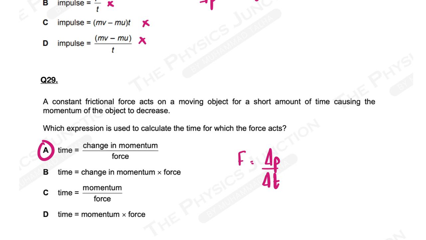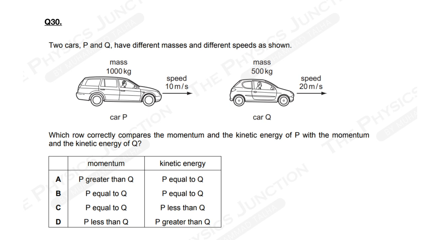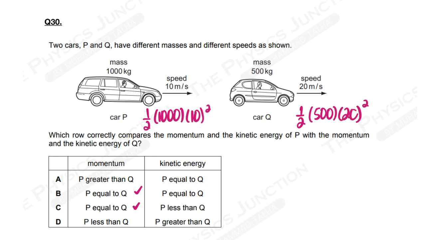That's A. Two cars P and Q have different masses and different speeds as shown. Which row correctly compares the momentum and the kinetic energy of P with the momentum and kinetic energy of Q? So 1000 times 10 is 10,000, 500 times 20 is also 10,000. So momentum is equal. Kinetic energy, so you can find this out. So this would be half into 1000 into 10 squared versus half into 500 into 20 squared. I don't even need to do this calculation. I know for a fact this would have a greater kinetic energy.